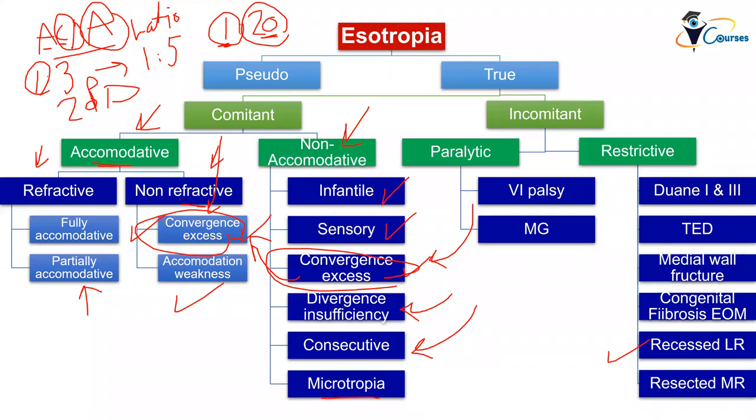Microtropia is a specific entity of esotropia which is characterized by small angle esotropia, and we will also discuss it in more detail. It is characterized by what's called monofixation syndrome.